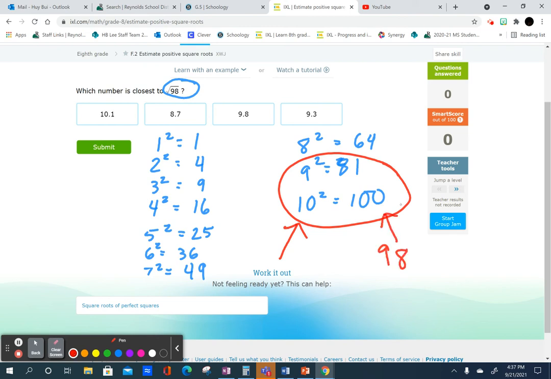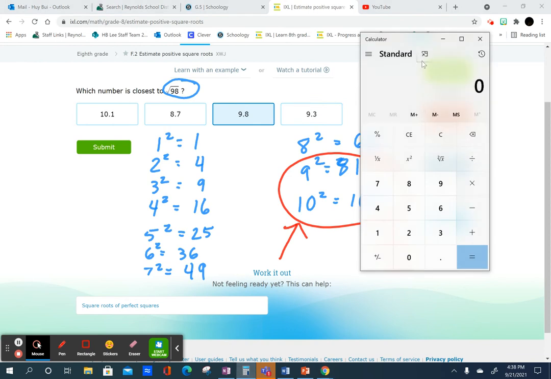Okay, so looking at our answers, 9.8 is pretty close to 10. We can't go over 10. No. 8.7 is actually less than 9. So this square will be less than 81. 8.7 squared will be less than 81. 9.3 may be a little close, but I think 9.8 is probably our answer.